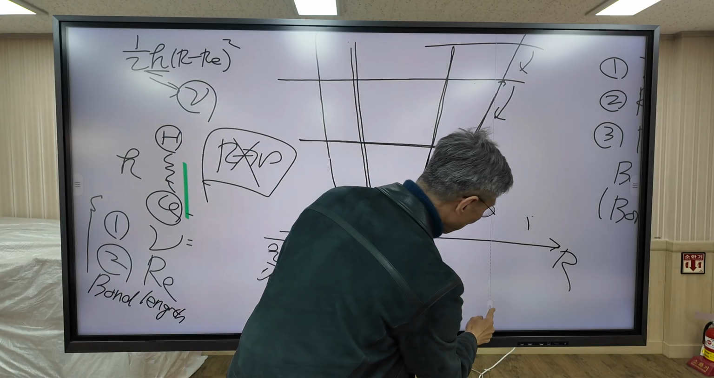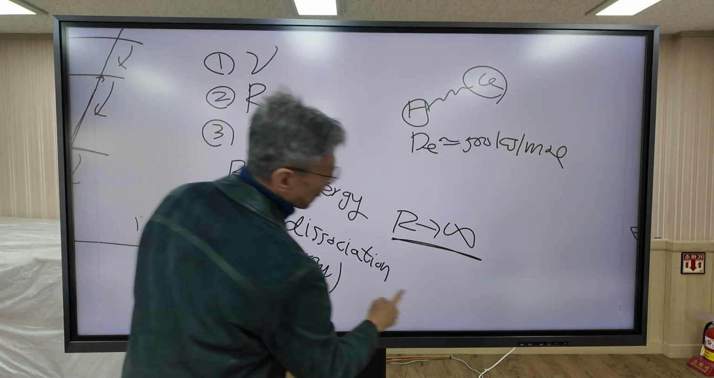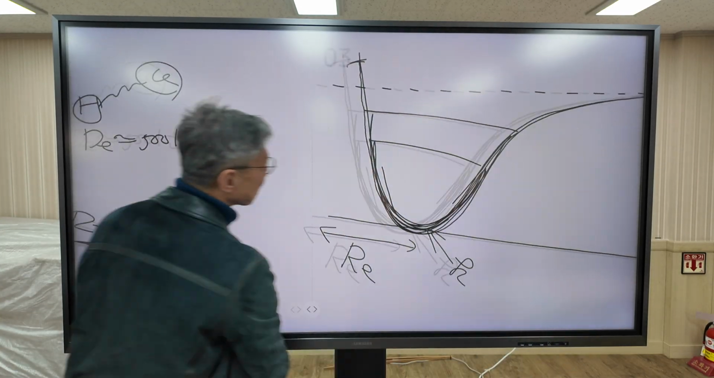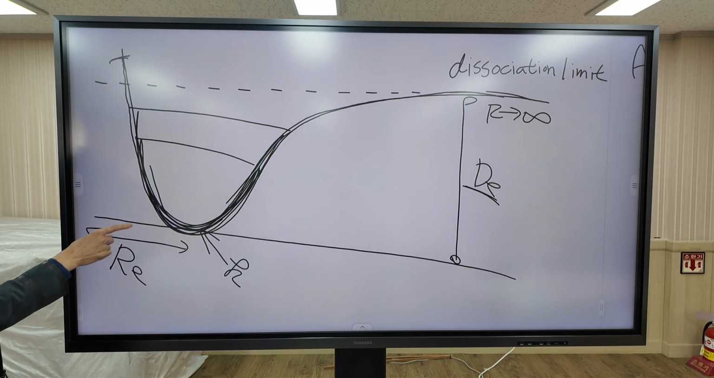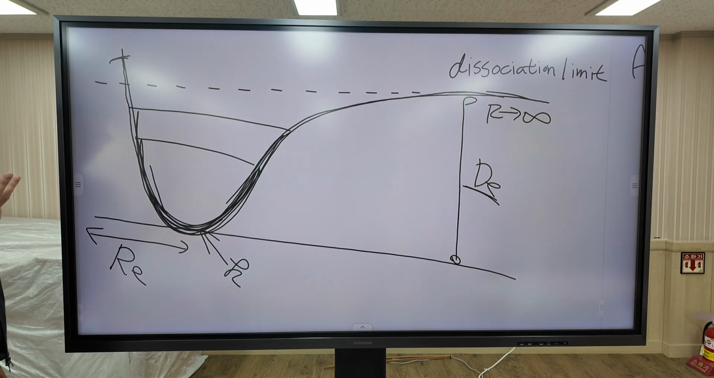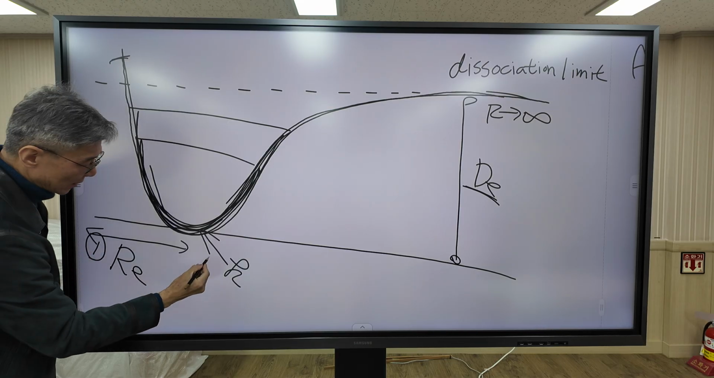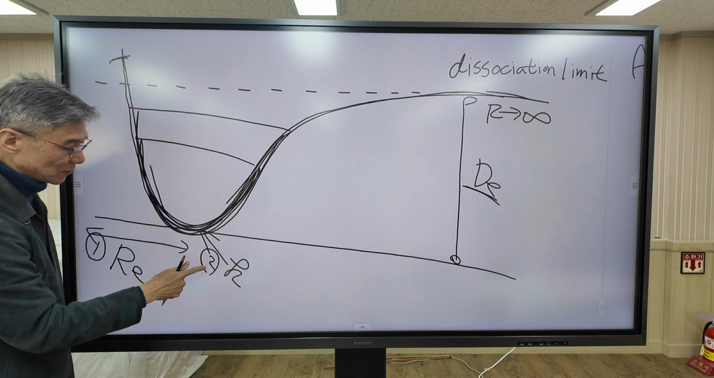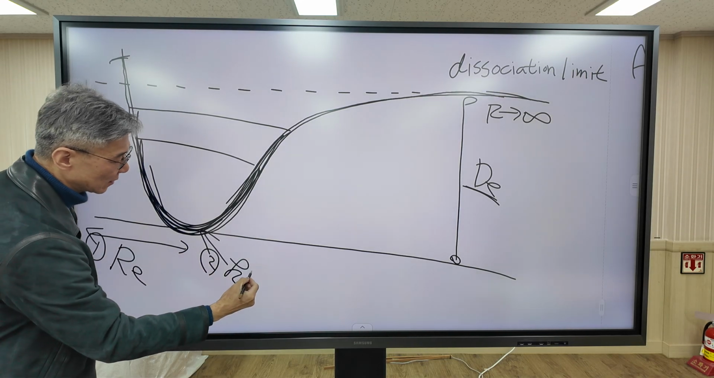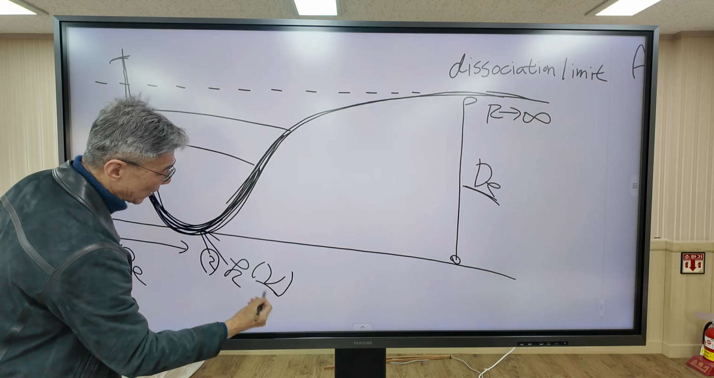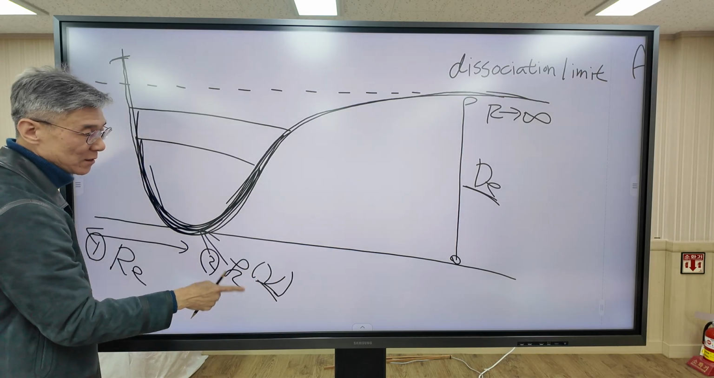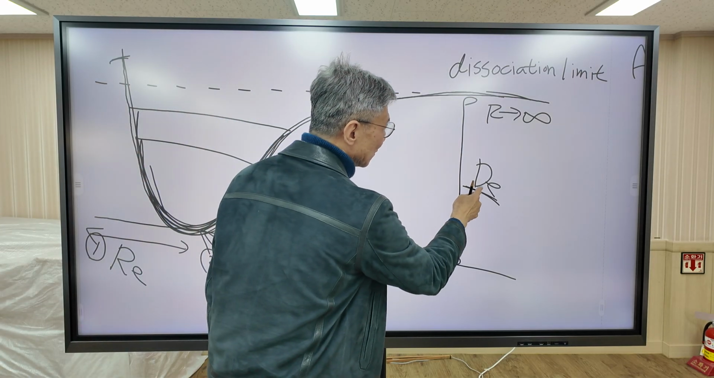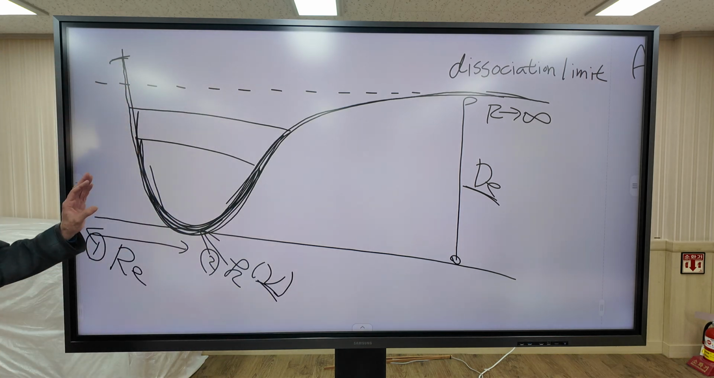So anyway, with this potential curve, we can define three important parameters: bond length and force constant. With the force constant, we can determine the vibrational frequency of the molecule. And thirdly, we can define bond dissociation energy. This is a very important concept.